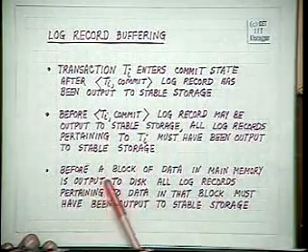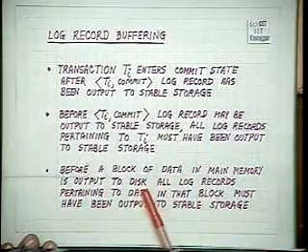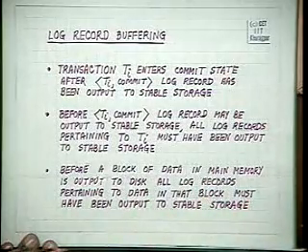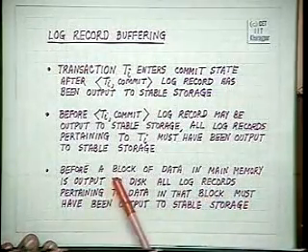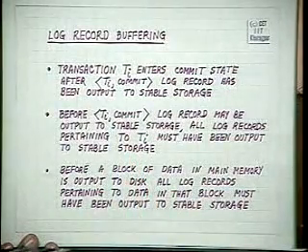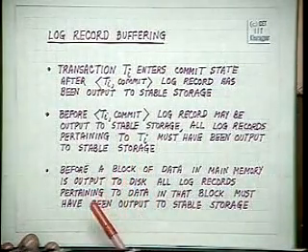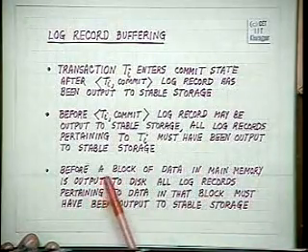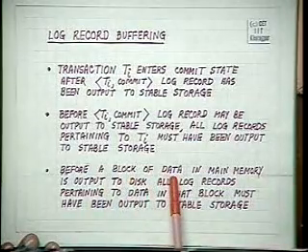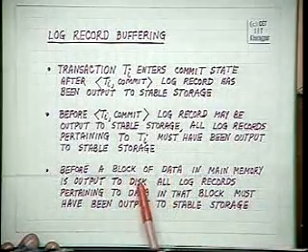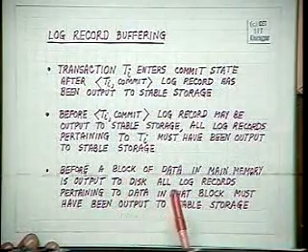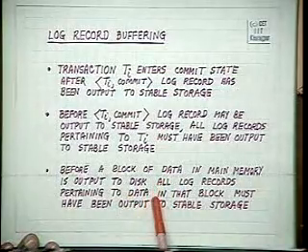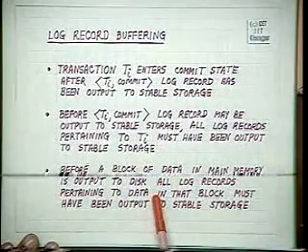And finally, before a block of data in main memory is output to disk, all log records pertaining to data in that block must have been output to stable storage. That is, suppose you have modified a block of data in a particular record and you are doing a bit of database buffering as well. That is, you are writing a block of data into the disk. This is data corresponding to the database. So now, when you are writing a block of data back to the disk, unless that block has been modified, there is no point in writing it back to the disk. So when you are writing something back to the disk, it is obvious that that block has been modified.